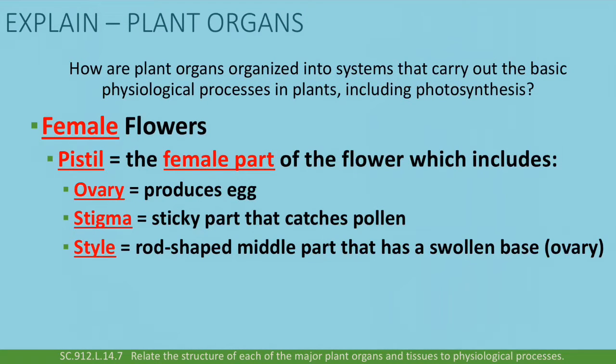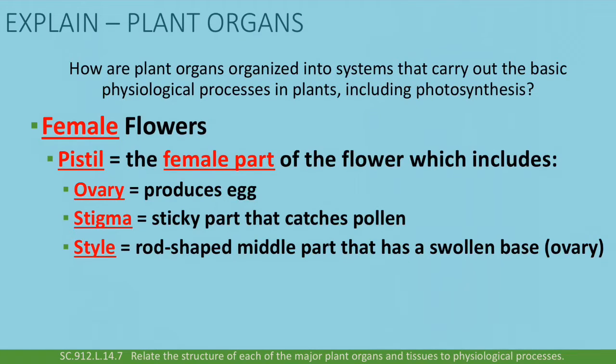The next one of our structures that we will be talking about is going to be flowers. Now, when you have your flowers on your plants, there are going to be two different portions of the flower that we look at. You have your female portion of the flower, and you also have your male portion of the flower. We're going to start off with the female portion of the flower. The pistil is known as the female portion of the flower. That pistil includes three different sections: your ovary, your stigma, and your style.